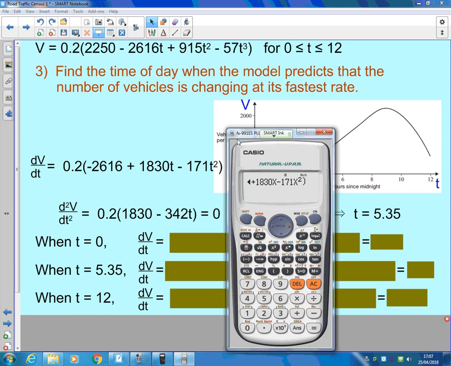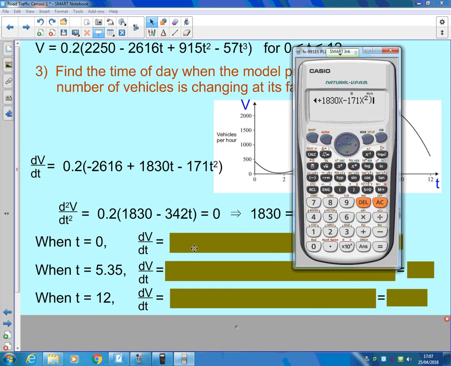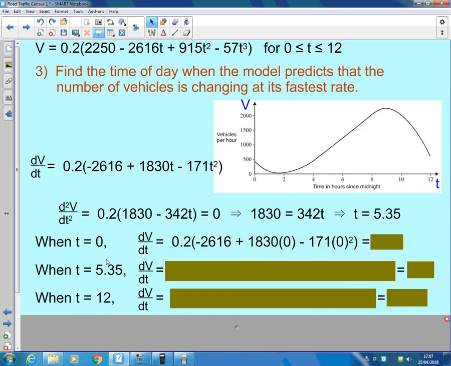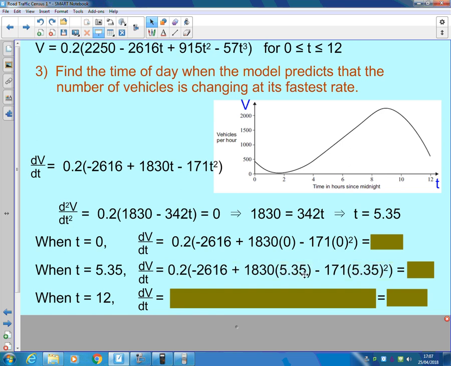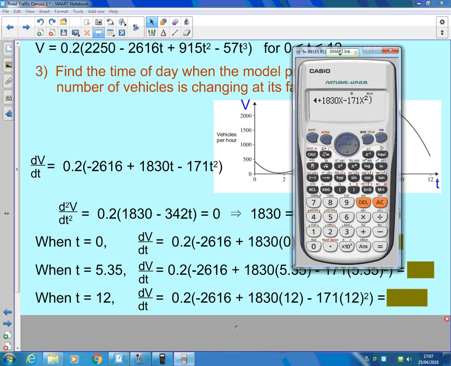Good. Okay, now this is one of the great advantages of the calc button, because if I'm substituting in three numbers, I can do all three of them one after the other. I can show here where I'm calculating, putting them in. I can show t equals naught, I put in naught. t equals 5.35, I replace my t there by 5.35. And then the last one, I write this down and replace the t by 12 in brackets each time. But to work it out, there's the thing.